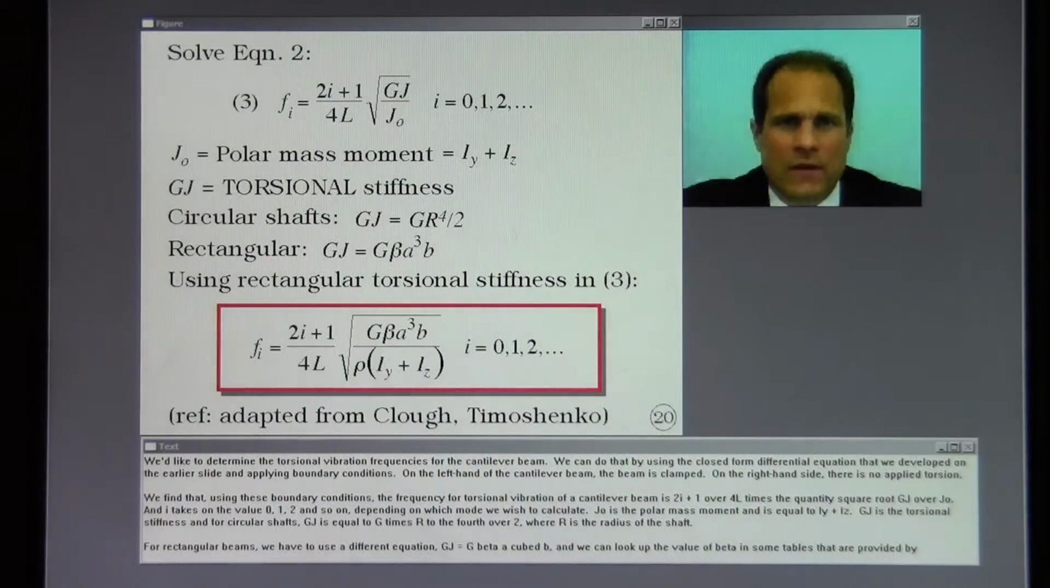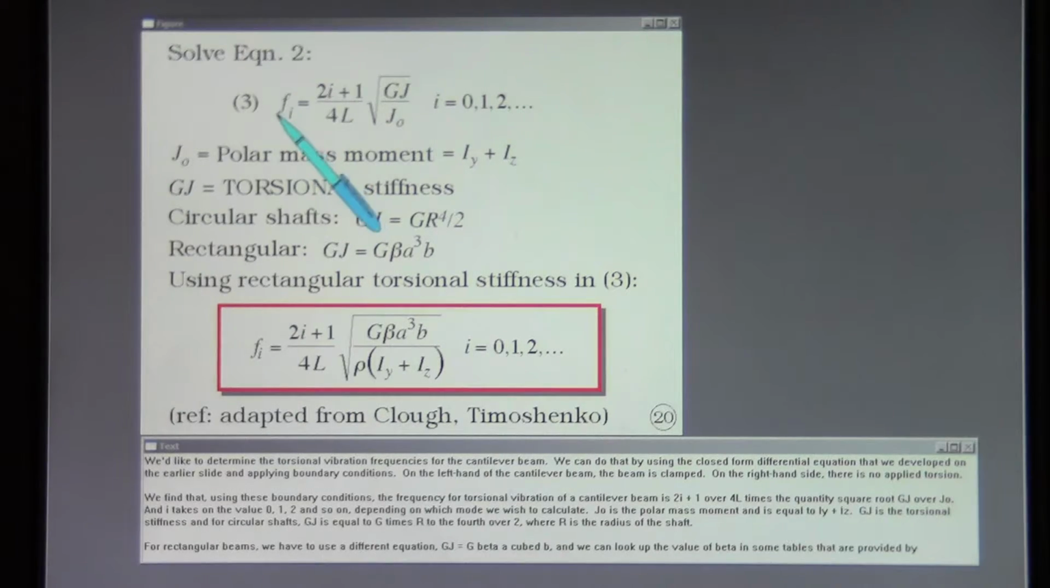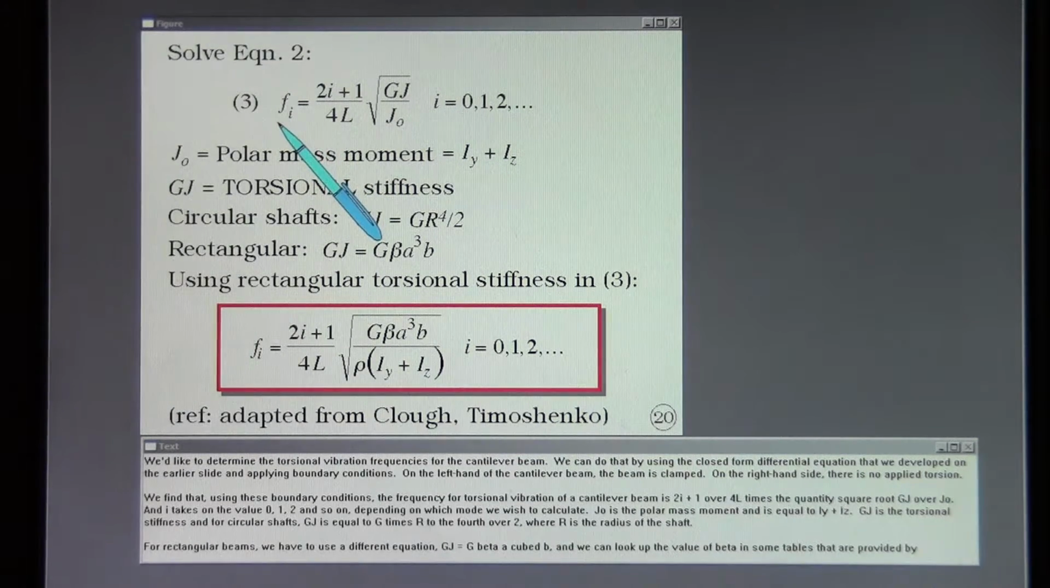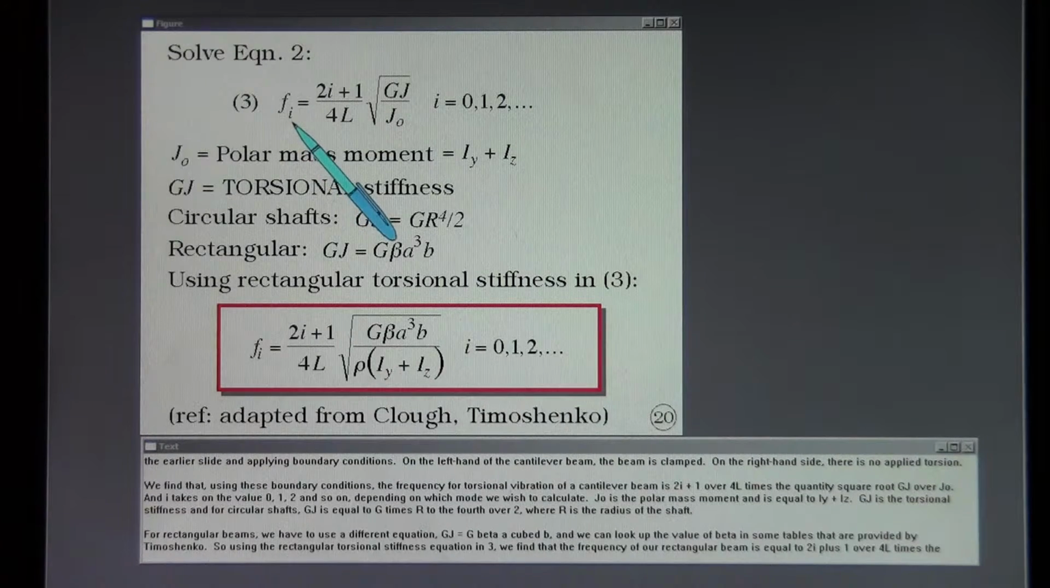We'd like to determine the torsional vibration frequencies for the cantilever beam. We can do that by using the closed form differential equation that we developed on the earlier slide and applying boundary conditions. On the left hand of the cantilever beam, the beam is clamped, and on the right-hand side, there's no applied torsion. We find that using these boundary conditions, the frequency for torsional vibration of the cantilever beam is (2i plus 1) over 4L times the square root of GJ over J naught. And i takes on the value 0, 1, 2, and so on, depending on which mode we wish to calculate.